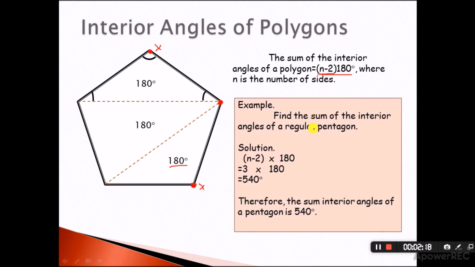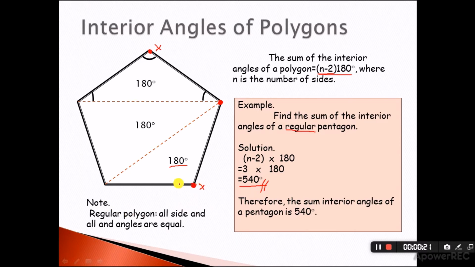Let's have an example. Find the sum of the interior angles of a regular pentagon. Let's have the solution. N minus 2, where a pentagon has 5 sides. 5 minus 2 is 3. So 3 times 180, where 180 is the sum of degrees of a triangle, is equal to 540 degrees. So therefore, the sum of interior angles of a pentagon is 540 degrees. Note, in a regular polygon all sides and all angles are equal.